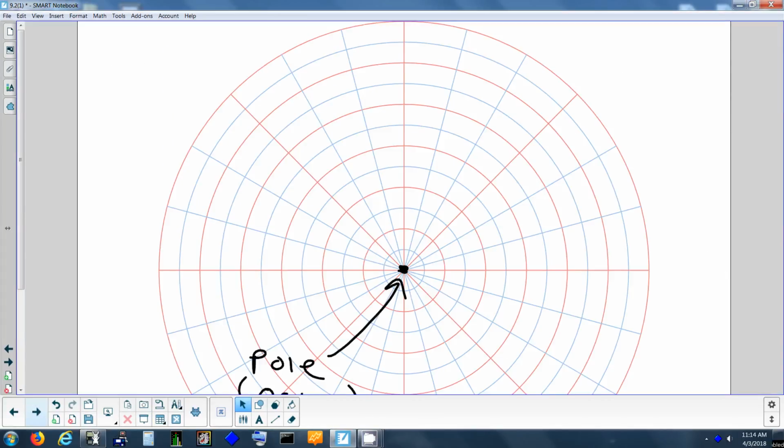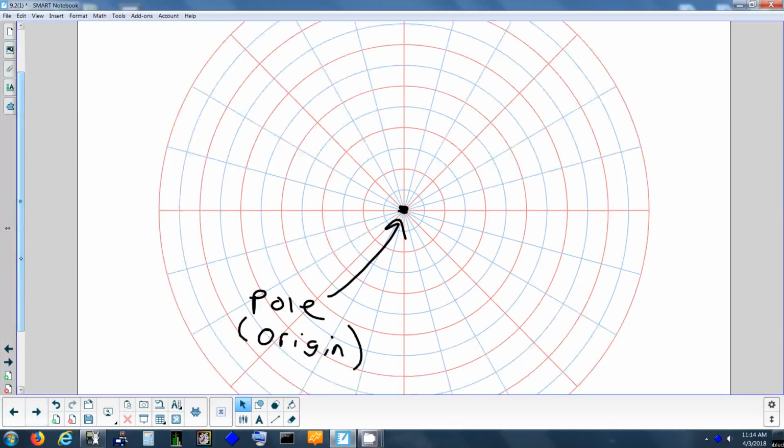Okay, so that's what polar graph paper looks like.